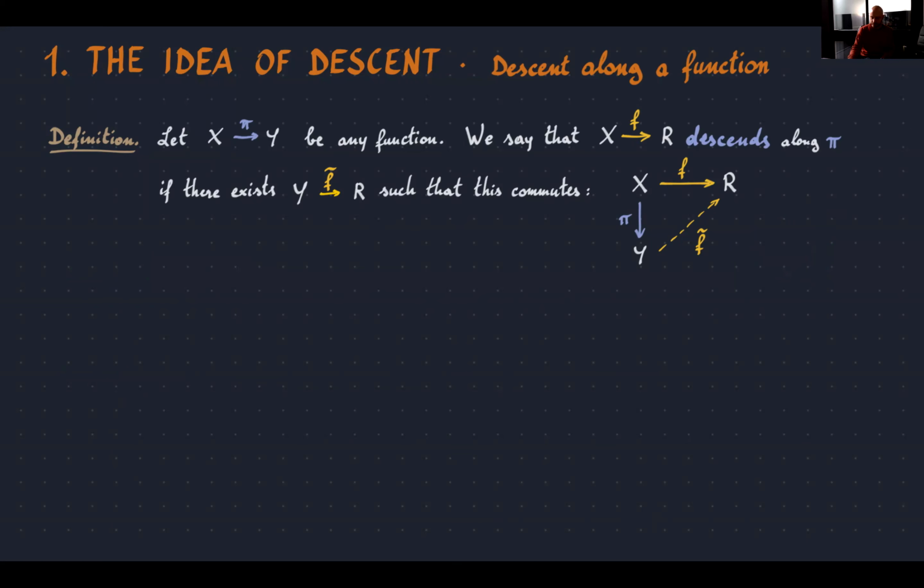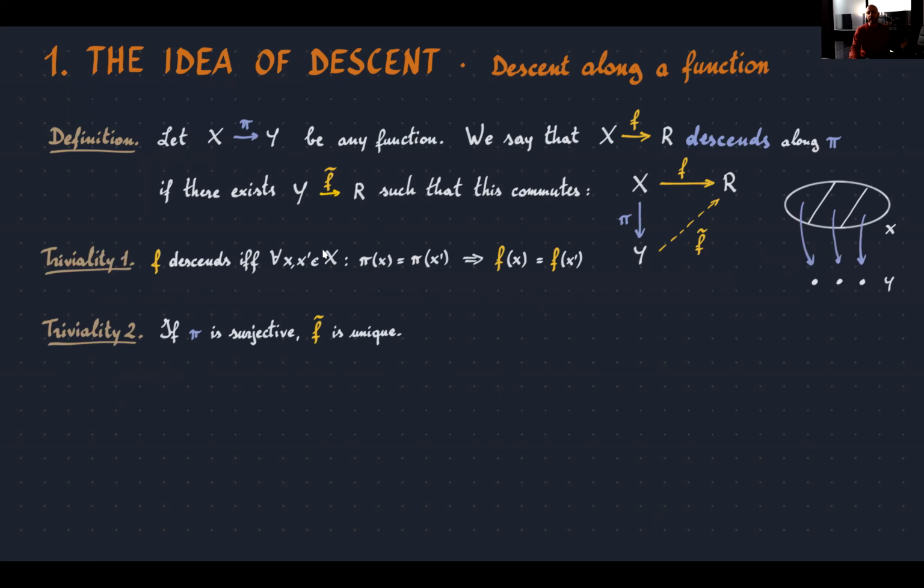And now, again, this descends if and only if f respects something like an equivalence relation defined by pi, which is like things that are in the same fiber of pi are mapped to the same place, kind of like before. And now, if pi is surjective, then this is unique. If it's not surjective, then on the extra element, f tilde can do whatever, right? So it's something we need done.